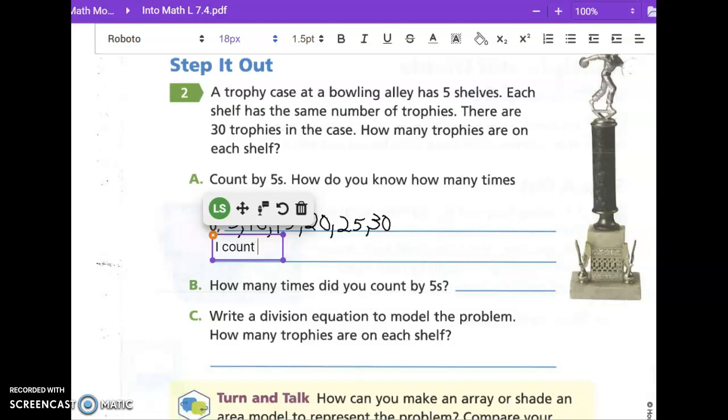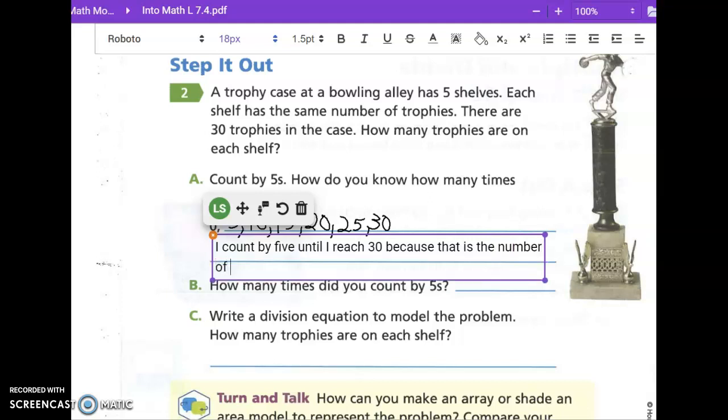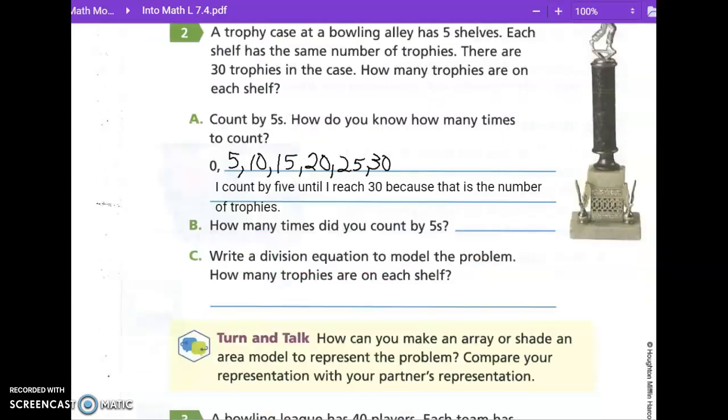And why did we do that? Why did we stop at 30? Because you had to count on 30. You count on to 30. I know, but why did we choose 30? Because that is the number of trophies. Okay, so let's look at B.